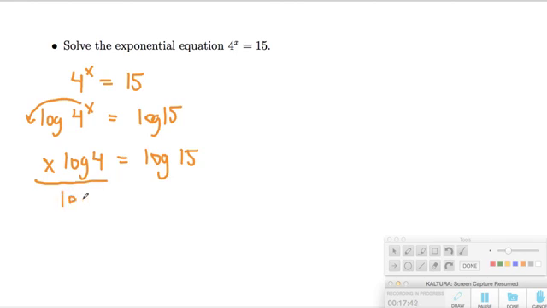Last step, divide by log of 4 on both sides. So finally, that's going to make the log 4's cancel, and we should be able to get an exact value or an approximation of x if it doesn't come out to be an exact value. So in your calculator, do log of 15 divided by log 4. And it does not come out exactly. You get 1.9534 if you round off to 4 decimal places.